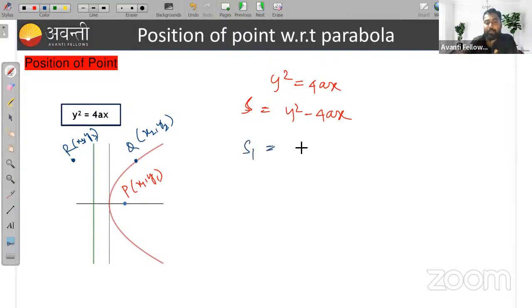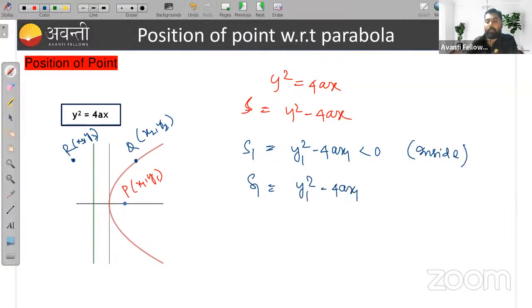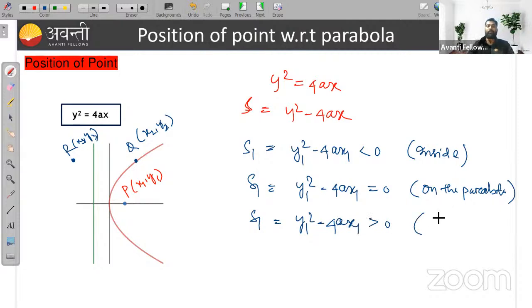So s1 is actually y1 square minus 4ax1. If it is lying inside the parabola, then s1 must be less than 0. If you get y1 square minus 4ax1 equal to 0, then it is lying on the parabola. And if you get y1 square minus 4ax1 greater than 0, then the point is lying outside the parabola.